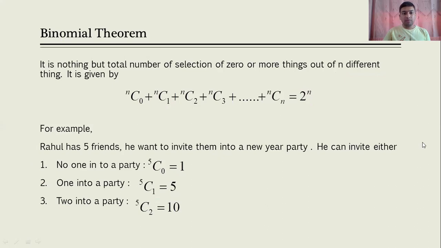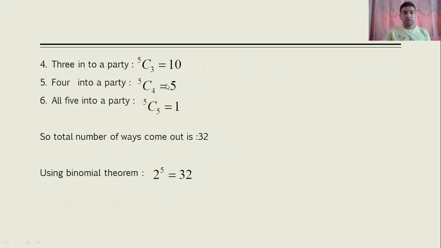Now what will be the fourth case? Let's say he has invited three friends out of five, so 5C3, which is 10. In the fifth case, let's say he has invited four friends, so it will be 5C4, which is equal to 5. And in the sixth case, let's say he has invited all five friends, so it will be 5C5, which is equal to 1.